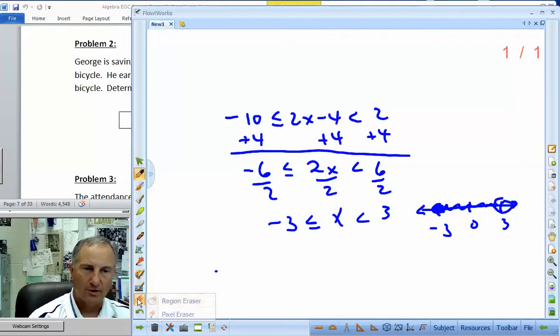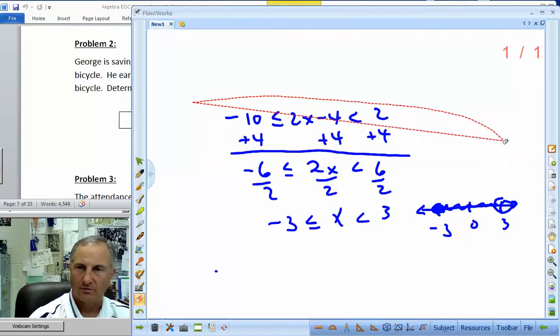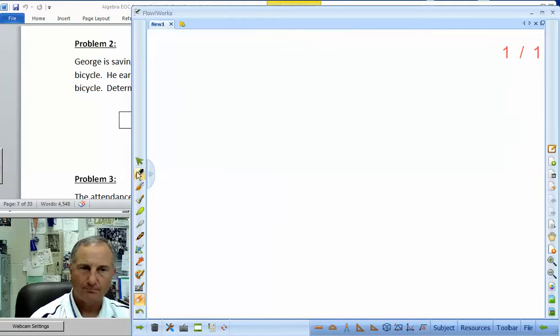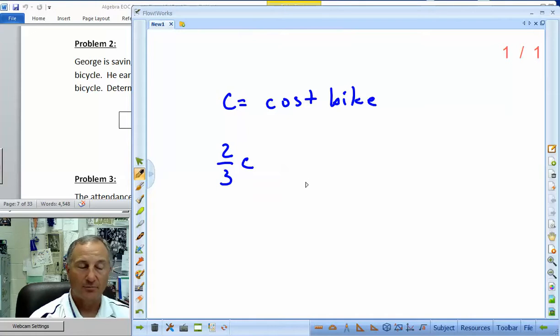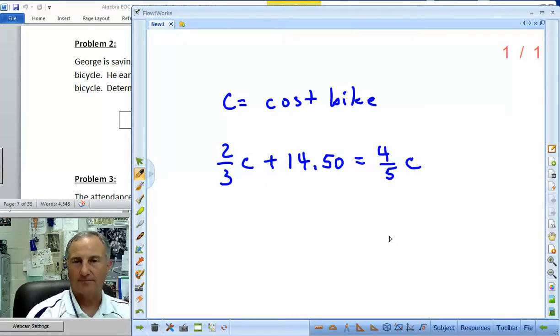Okay, well, we'll come back down here. Let's clear this out. All right. If C equals the cost of the bike, we know that right now he has 2/3 of that cost. Of means to multiply, and it said it right there, of the cost. We know of means multiplication. Then he just made $14.50 mowing lawns, and it says now he has 4/5 of what he needs for the cost of the bike.